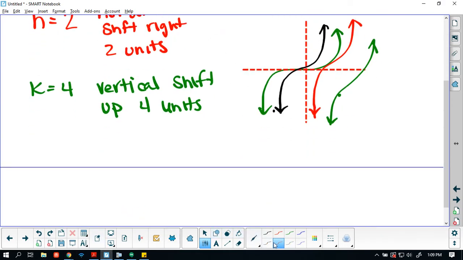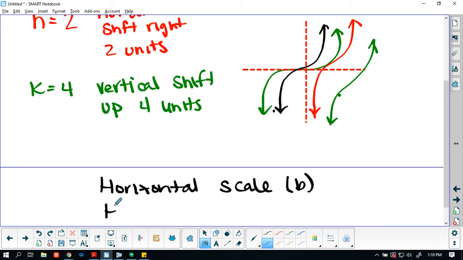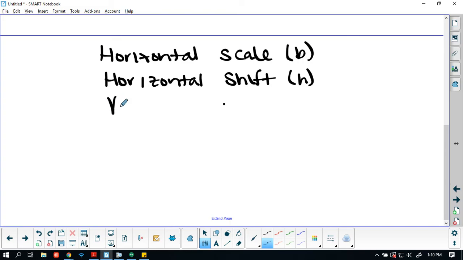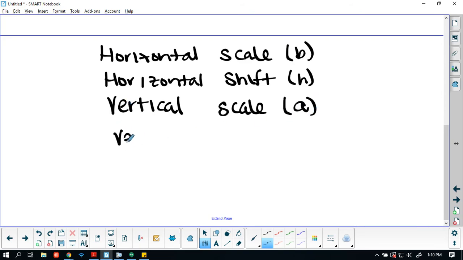So let me write that down. So you do horizontals first. So horizontal scale. That's that B coefficient. And then horizontal shift. That's the H. Then vertical scale. That's the A in my equation or my expression. And then the vertical shift, which is K. So it should be BHAK. And so they follow that.